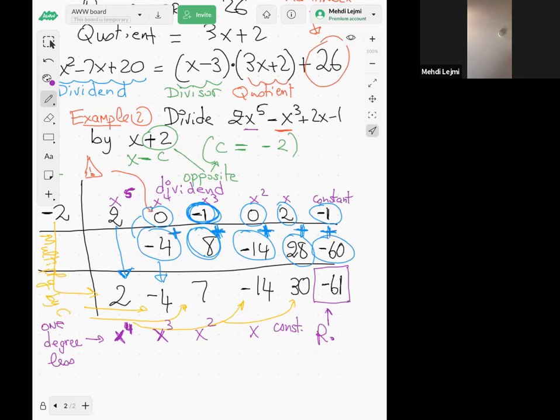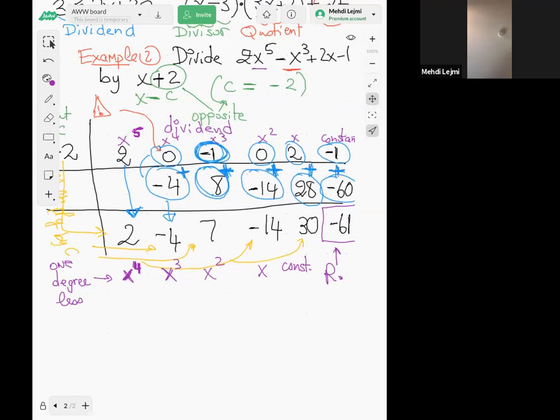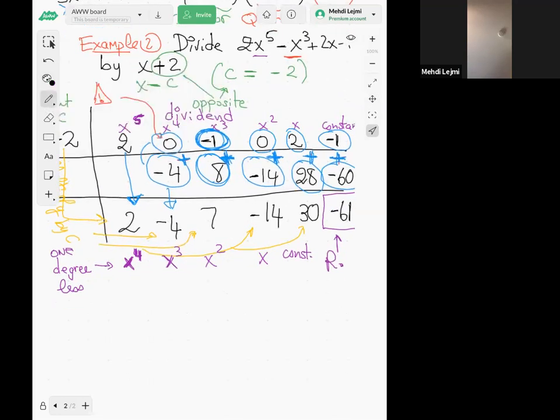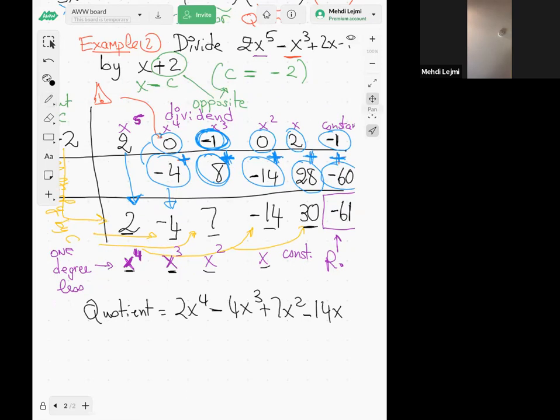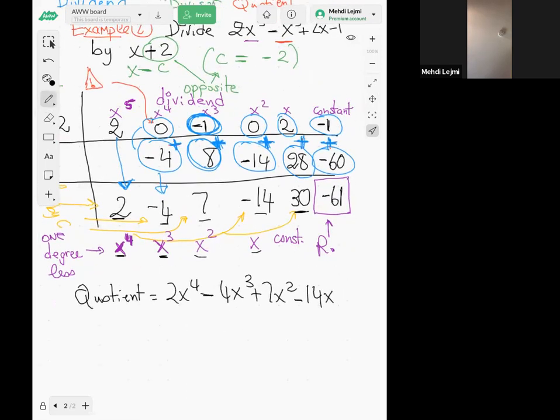Right? So what will be the quotient then? It's 2x fourth, x cubed, we have -4, so minus 4x cubed plus 7x squared minus 14x, and then there is a constant by itself, the 30 by itself, so it's plus 30.